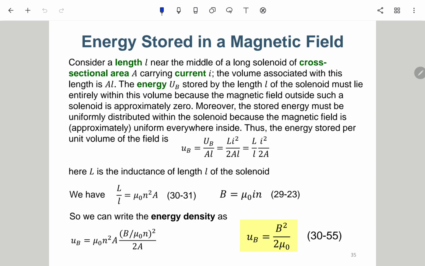Okay, so here we come back to the energy stored in the B field. And actually, we try to consider the energy density.